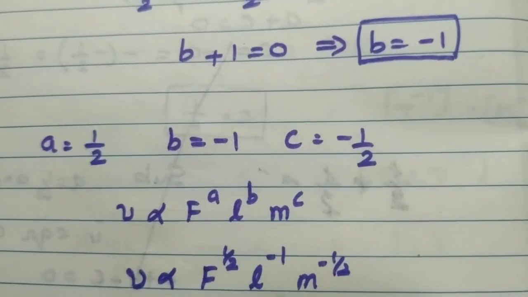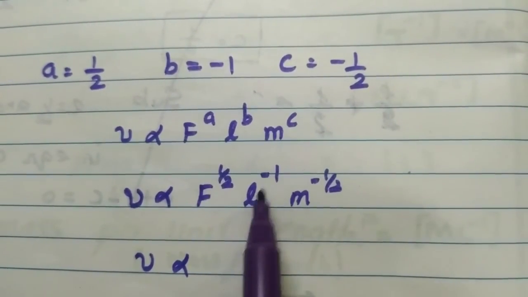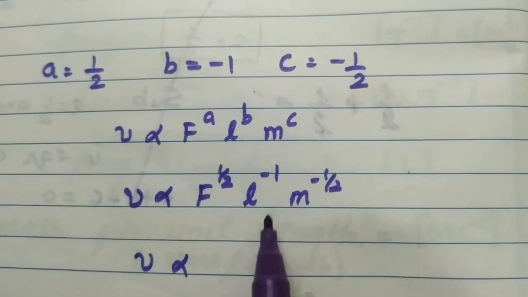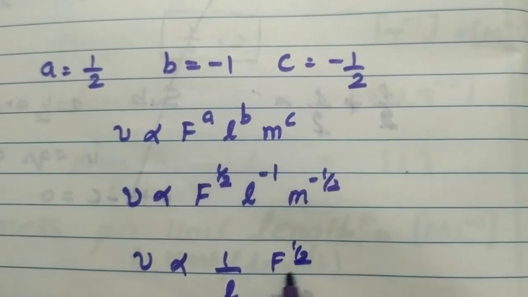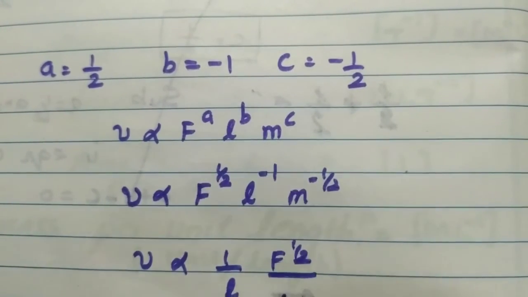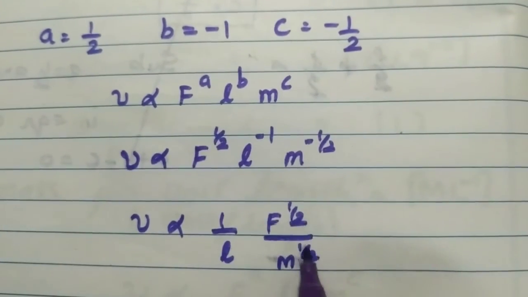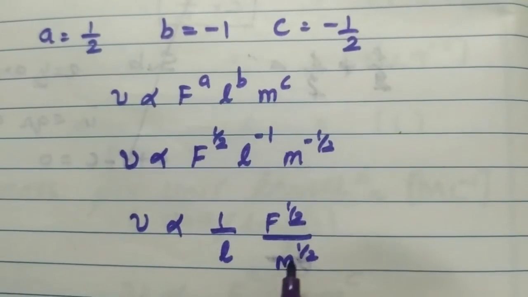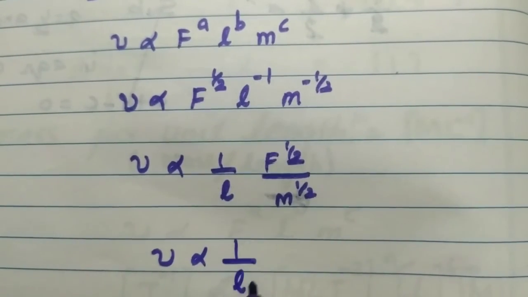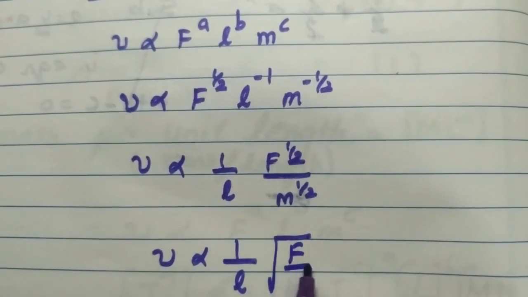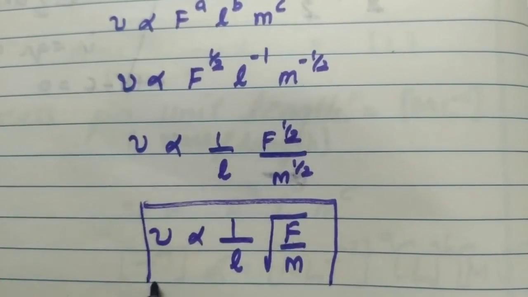Okay. That is nu is proportional to, here L power minus 1 is there. So we will write it as 1 by L. F power 1 by 2 divided by M power minus 1 by 2; when it comes down, M power 1 by 2. Okay? So when the powers are 1 by 2 and 1 by 2, we can write it as a square root. So nu proportional to 1 by L root of F by M. Okay. So this is the answer. This is what they asked us to prove.